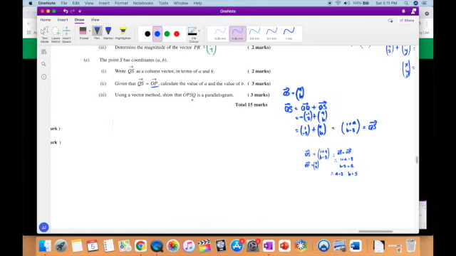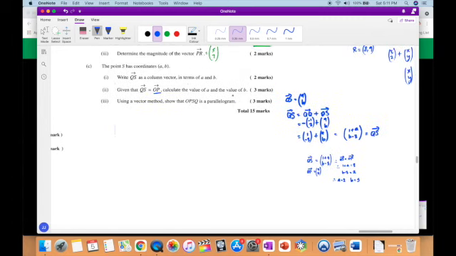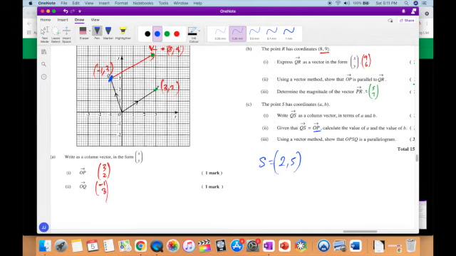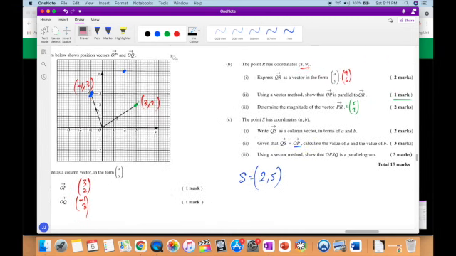Using the vector method, show that OPSQ is a parallelogram. Okay, well, since I know A is 2 and B is 5, therefore the point S is 2, 5. So now I can kind of draw it here and see what's going on. The point S is 1, 2, 1, 2, 3, 4, 5. So the point S might probably be about here, right? And then I know the point R is 8, 9. So 8 is all the way down here, and 9. Oh no, but they didn't have R here. They have OPSQ.